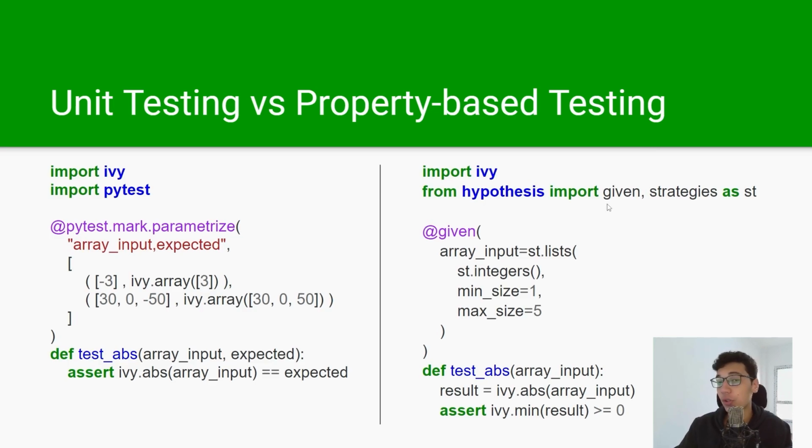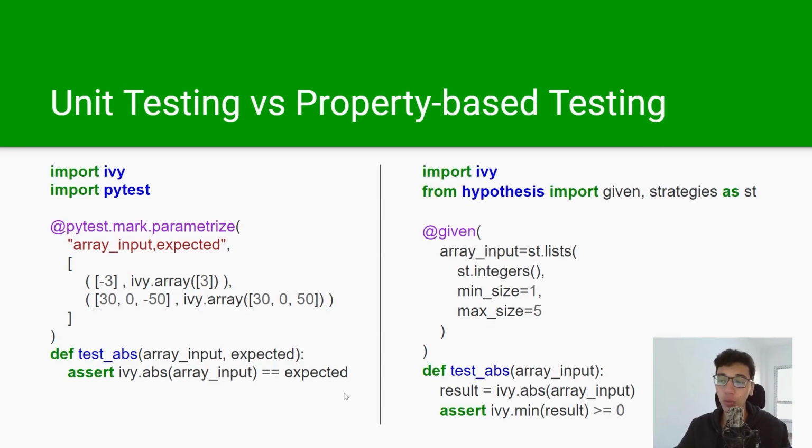So we know that the abs function takes an array of numbers. And in that test, we are actually not fully testing against all numbers. We're only testing against integers. But for simplification, that's completely fine. So we call the given decorator, and we say array input equals st.lists. So we are telling hypothesis that we want to generate a list of elements, which are integers, which we describe here in the first input. And we also give some properties to the list that will be generated. We want to say that the minimum number of elements in the list should be at least one, and the maximum should be 5.